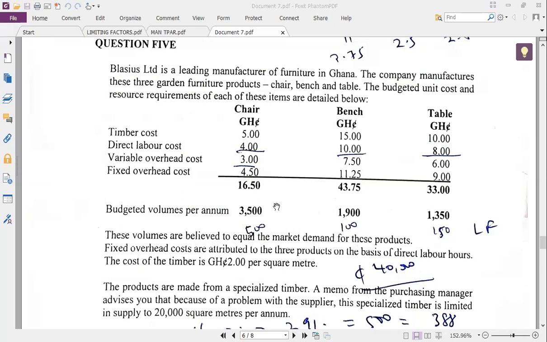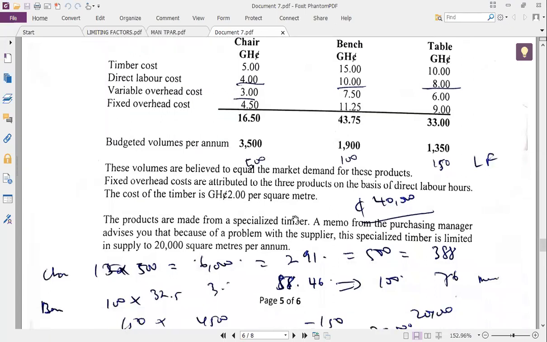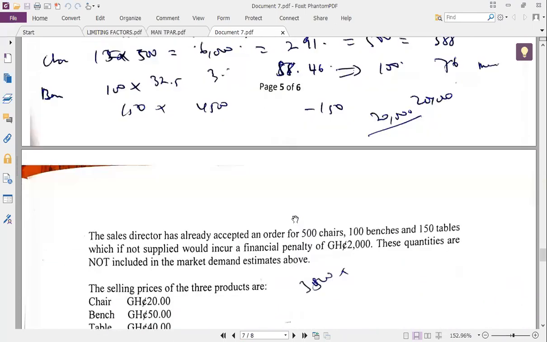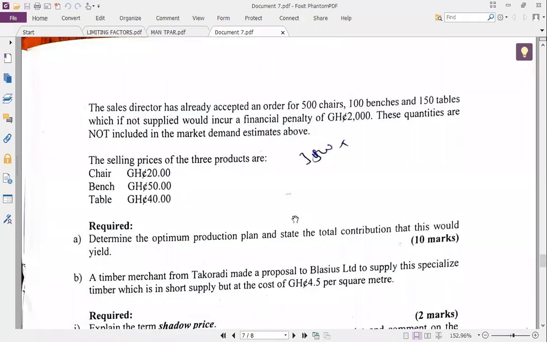Now the issue is this. There was a section to a question, the last bit. The sales director has already accepted an order for 500 chairs, 100 bench, and 150 table, which, if not supplied, would incur a financial penalty of 2,000. And these quantities are not included. Have you seen the not in capital letters? Not included. You want to be aware that it is not included.